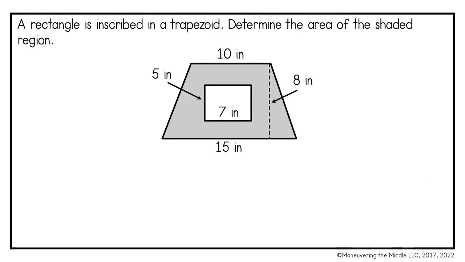All right, our next example, a rectangle is inscribed in a trapezoid. That just means it's inside of it. Determine the area of the shaded region. So we have to find the area of the trapezoid and the rectangle. So let's do the rectangle first because it's the easiest.